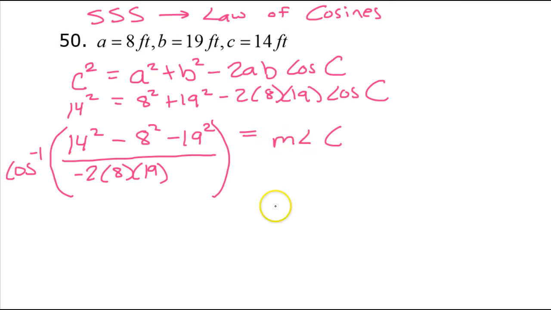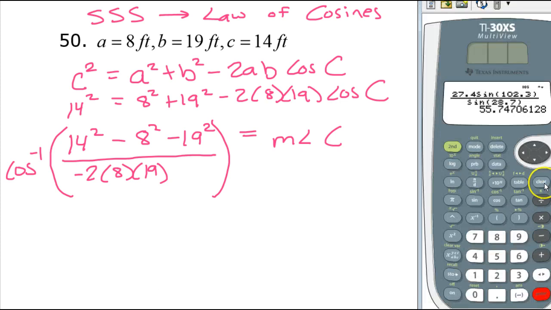All right, which is what I'm actually looking for. So let's do that. So I need to do the inverse cosine, and I've got 14 squared minus 8 squared minus 19 squared over negative 2 times 8 times 19. All right, so that gives me the measure of angle C.